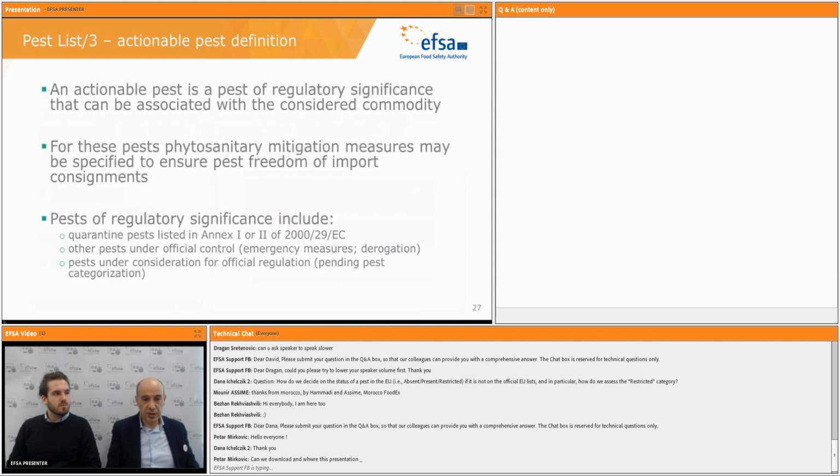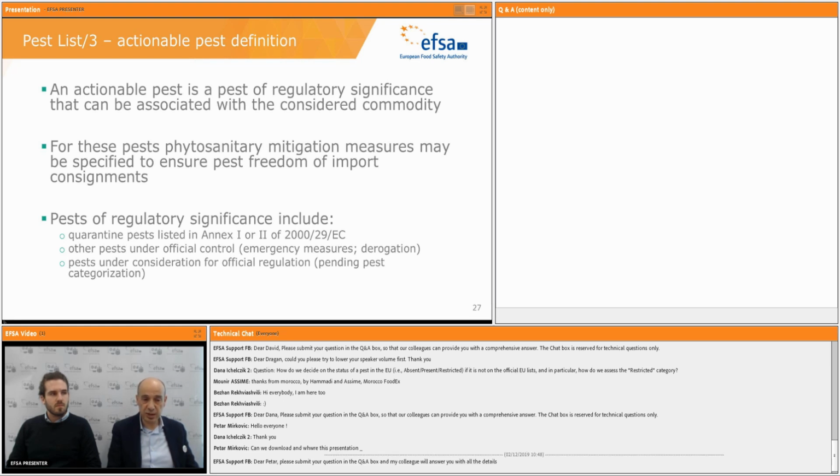A key point for us is what we define as actionable pests. Actionable pests are the pests relevant for us, pests that have regulatory significance that can be associated with the considered commodity. For these pests that are relevant for us, a phytosanitary mitigation measure may be specified to ensure the pest freedom status, especially of the consignment of the product that you intend to export.